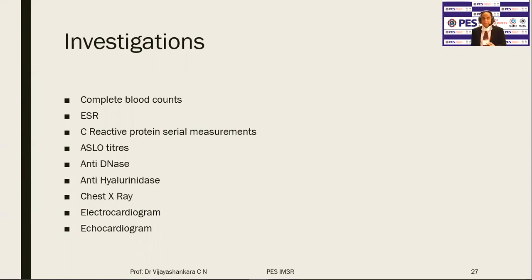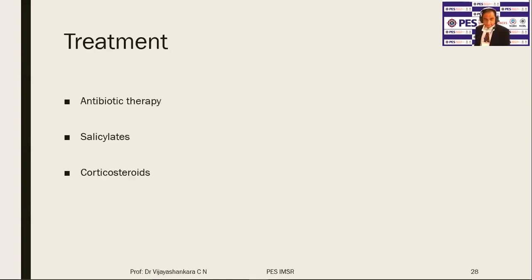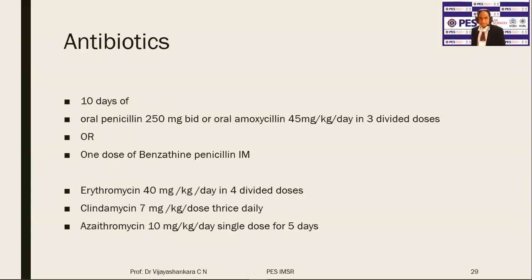Definitely, you do it as a part of acute rheumatic fever assessment because you would like to recognize a subclinical carditis. Treatment: there is antibiotic therapy, salicylates, and corticosteroids. Coming to the antibiotic therapy, yes, we would like to give antibiotics for all children with rheumatic fever, even though the sore throat has occurred some 2 to 3 weeks earlier.